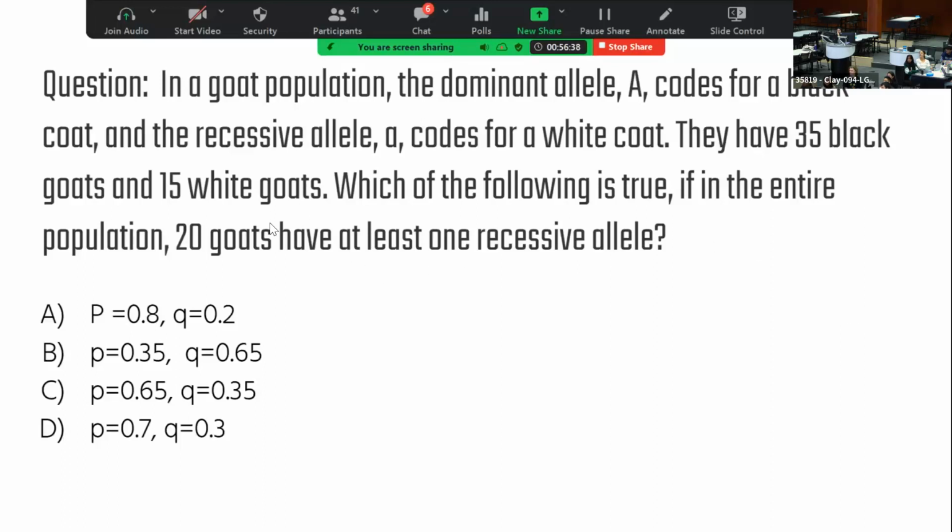Okay, I'll just quickly go through this one because we know that 20 goats have at least 1 recessive allele. That means these 15 goats have to have the recessive allele, and 5 of the 35 black goats need to have the recessive allele as well. So if we think about the total number of recessive alleles, we have 15 times 2 because each of them would have 2 recessive alleles, so 30, plus the 5 recessive alleles from the black goats, which would just be 1 out of their 2 alleles, giving you a total of 35 out of 100 total alleles. So the answer for that one, your recessive will be 0.35, leaving your dominant allele to be 0.65 in terms of how prevalent it is.